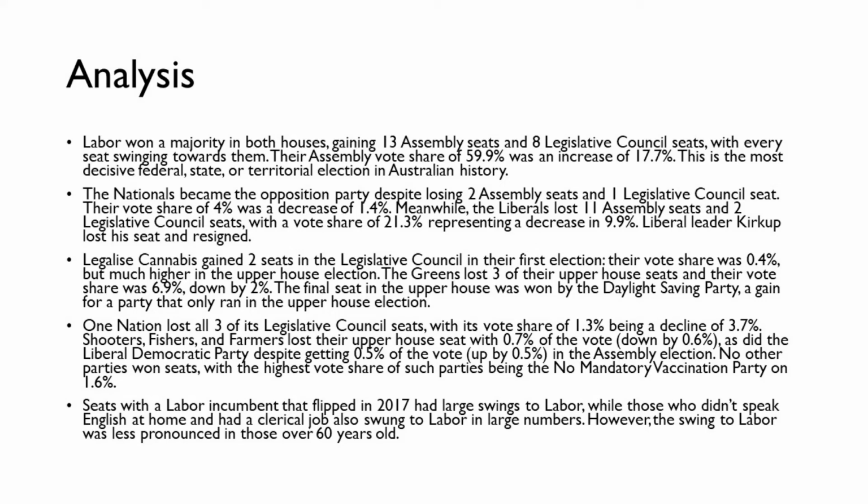Every seat in the state swung towards them. Their assembly vote share of 59.9% was an increase of 17.7%. It's the most decisive election in Australian history, whether that be a federal election, a state election, or a territorial election. The Nationals became the opposition party despite losing 2 assembly seats and 1 legislative council seat, with a vote share of 4%, which was a decrease of 1.4%.